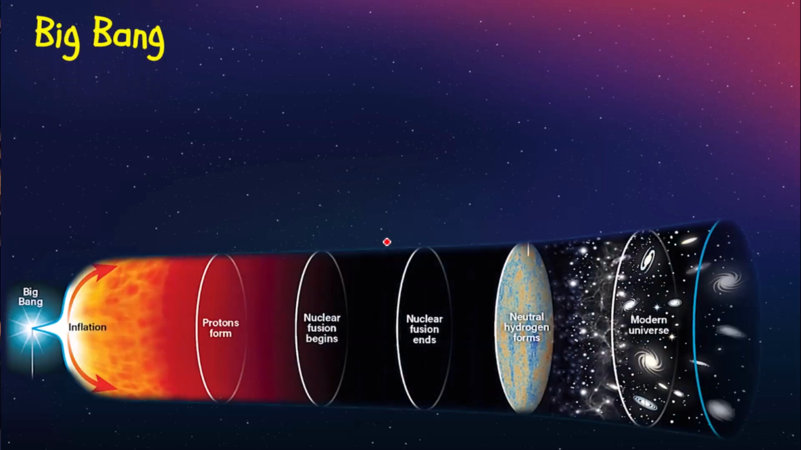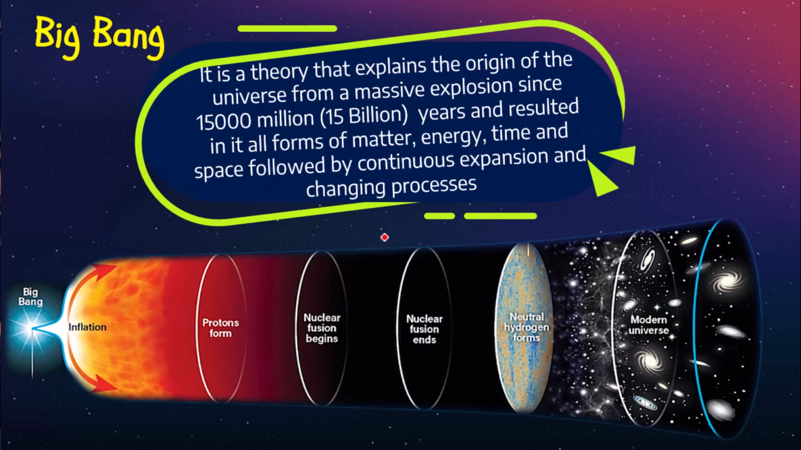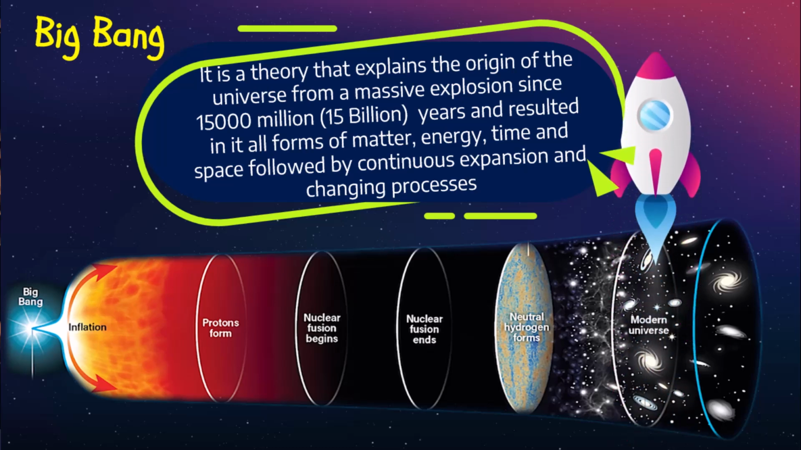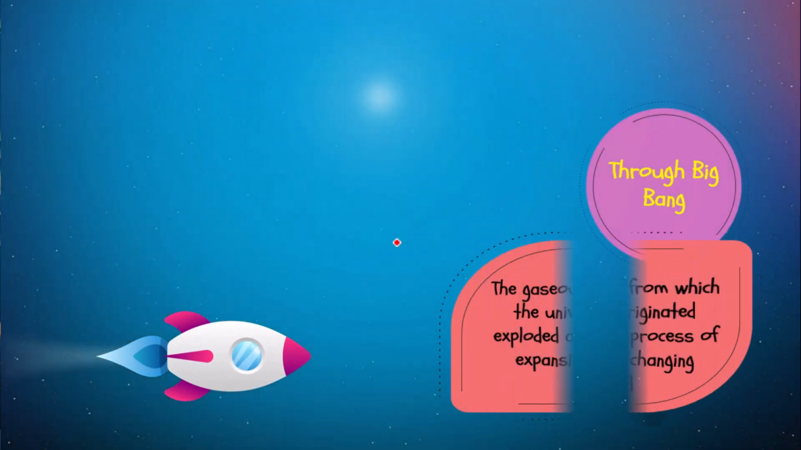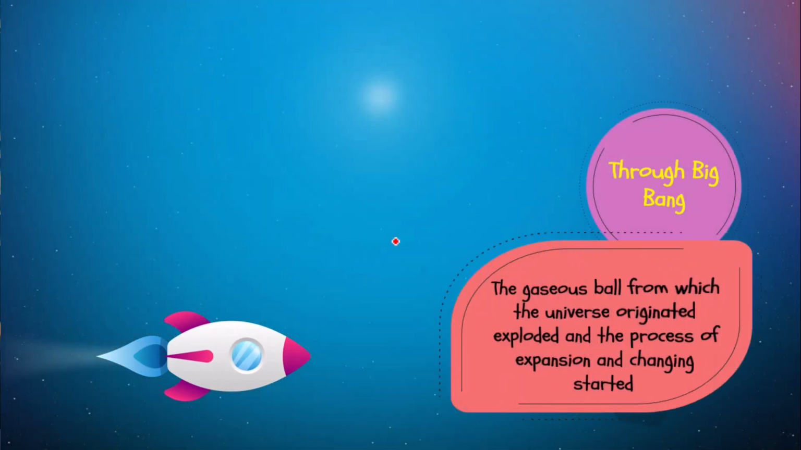So the Big Bang is the theory that explains the origin of the universe from a massive explosion some 15,000 million or 15 billion years ago, and resulted in all the forms of matter, energy, time, and space, followed by a continuous process of expansion and change. It starts with the Big Bang, in which the gaseous ball that was the universe exploded, and the process of expansion and change started.